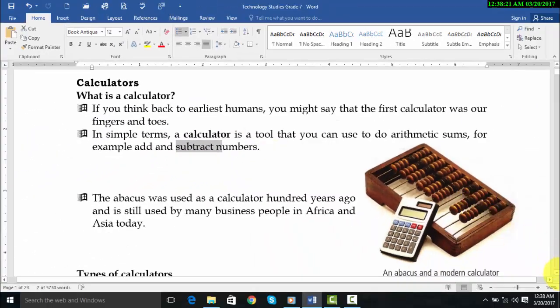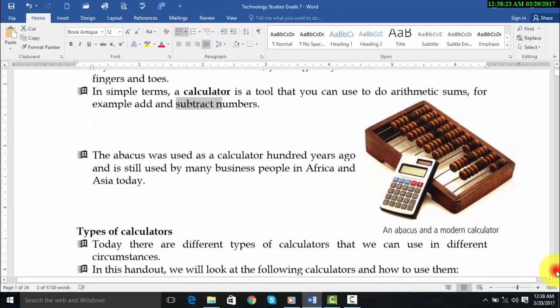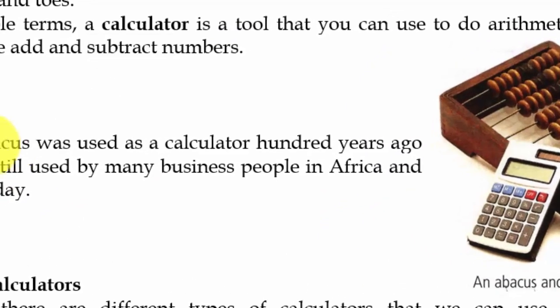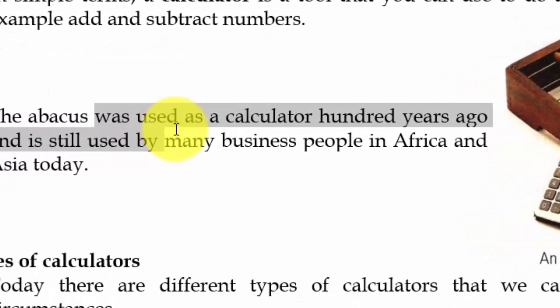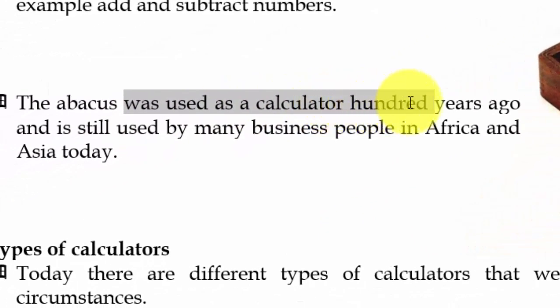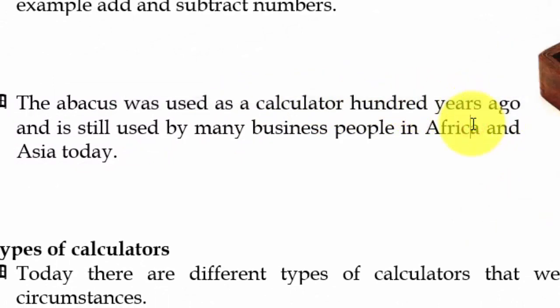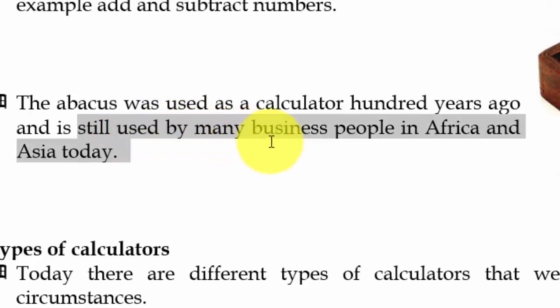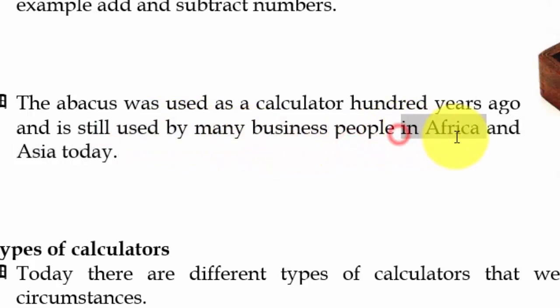Thank you very much. So now we move on to look at it to say the abacus was used as a calculator 100 years ago. Now we are still looking at how the people of old years lived. So what we are saying is that the abacus was used as a calculator 100 years ago, and is still used by many business people in Africa and also in Asia today.